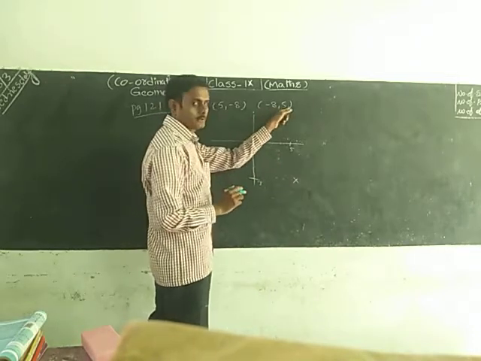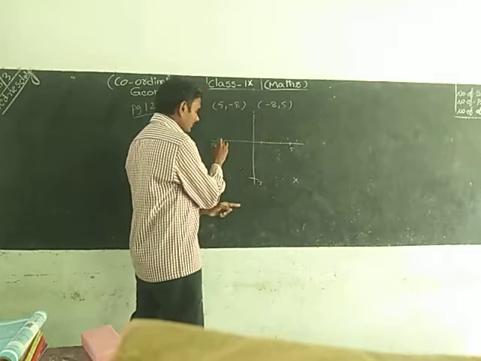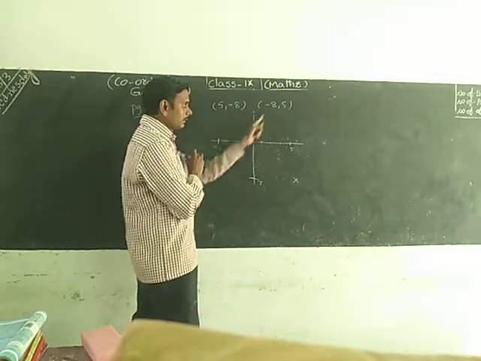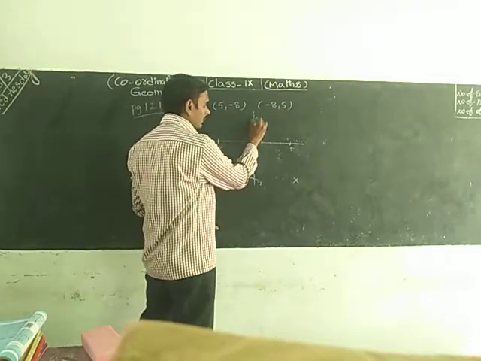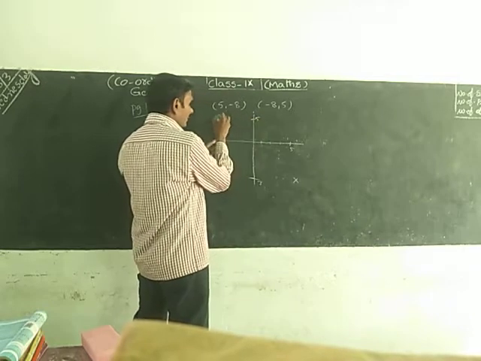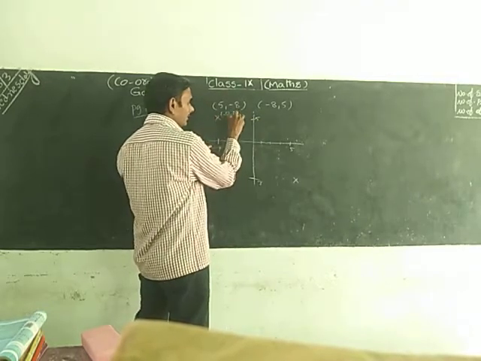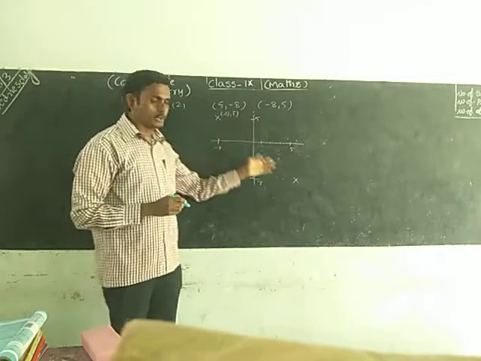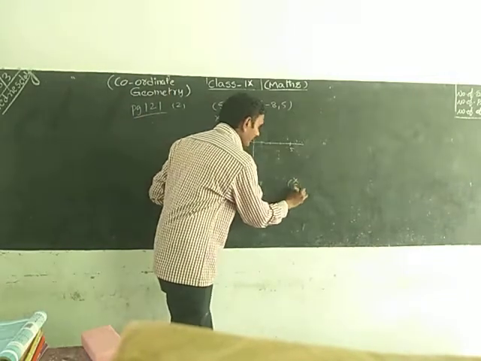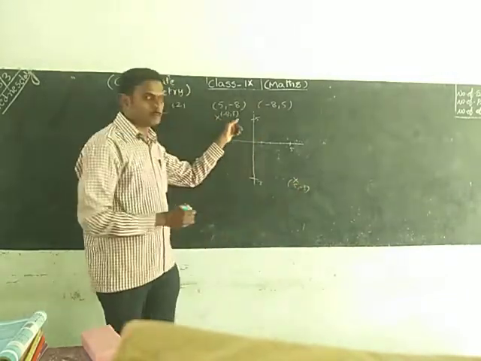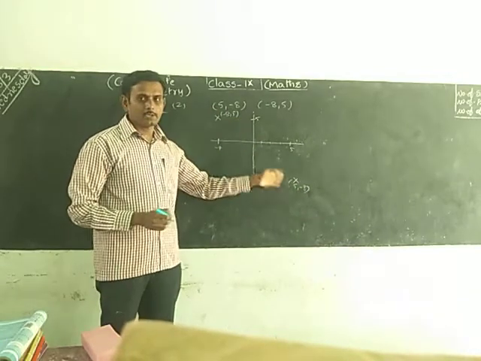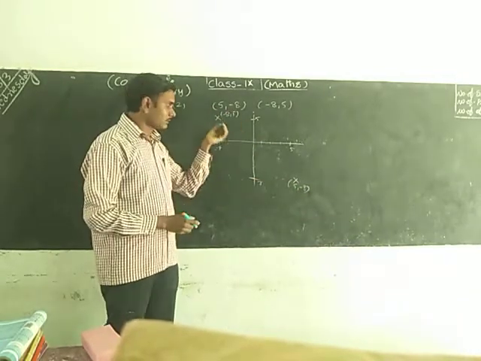Next, minus 8 comma 5. On the x-axis, minus 8 means somewhere we will get minus 8 here. On the y-axis, 5 means we will have 5. Both are coinciding here, both having the same location. This is the 5 comma minus 8, this is the minus 8 comma 5. Both are in the same coordinate, same position.